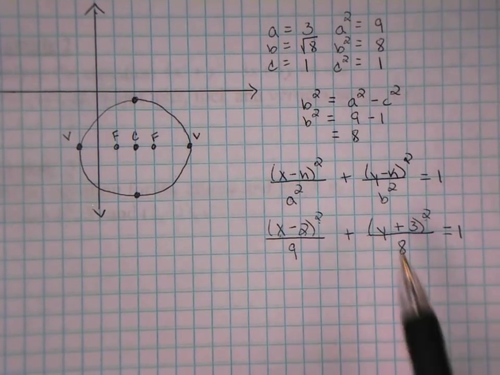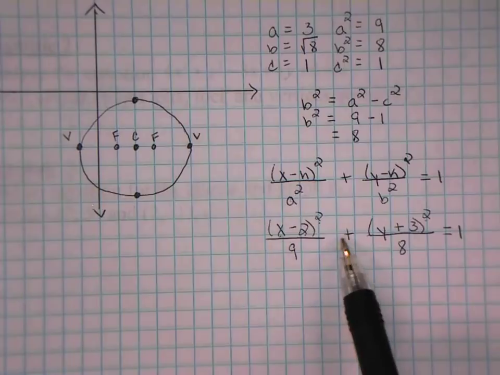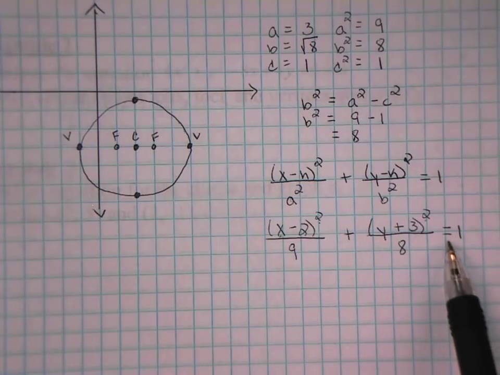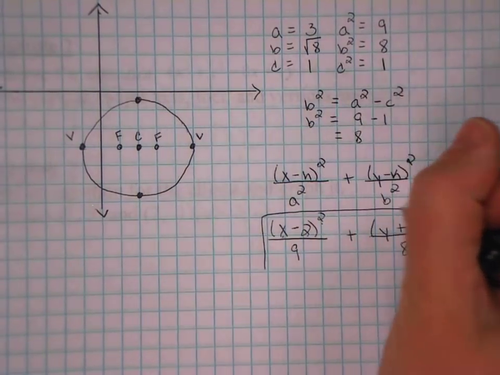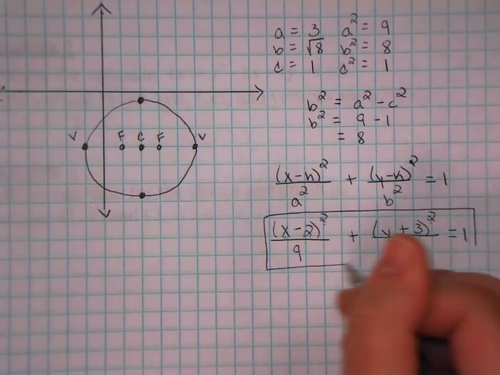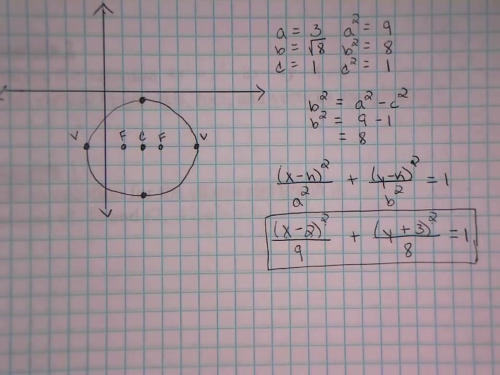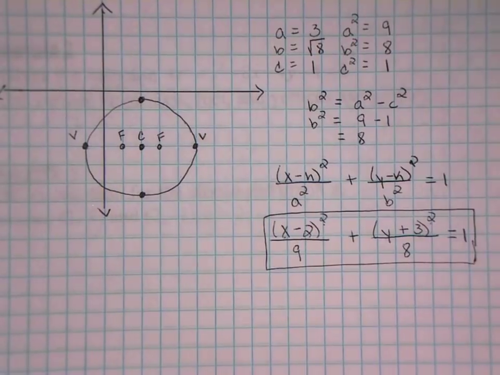A couple other things: notice there's a plus sign. An ellipse always has a plus sign here, and our equation will always be equal to 1. So don't leave off the equal to part. It does need that equals 1 in order to be correct. So this is our equation based off of the given information. And then we also have the graph that corresponds with it.